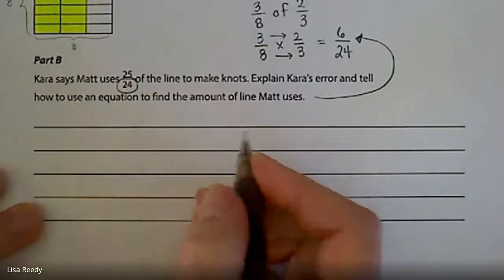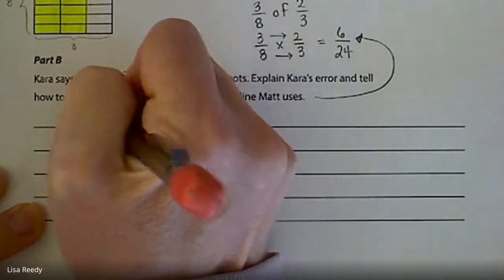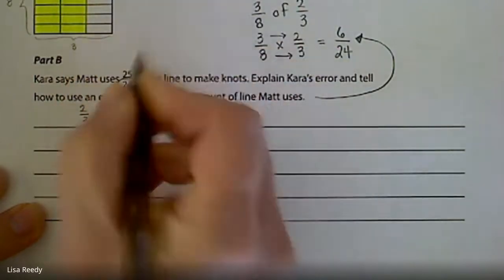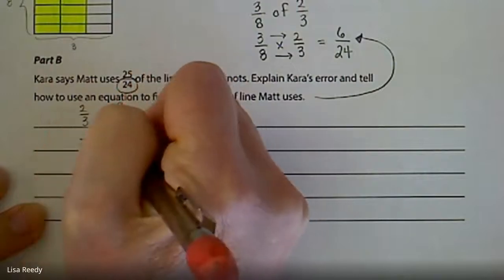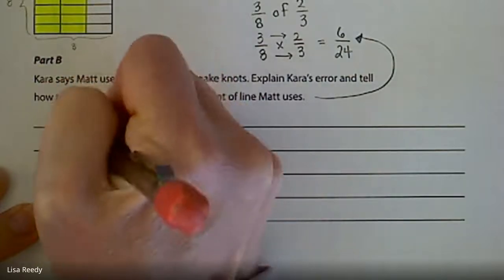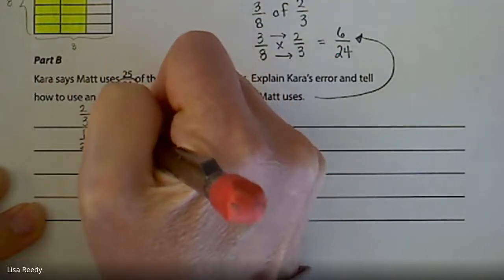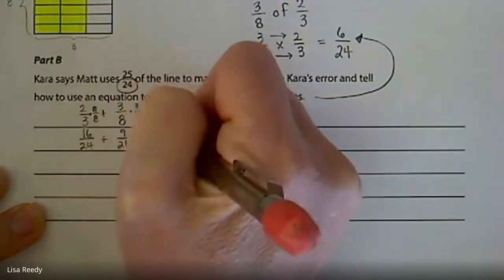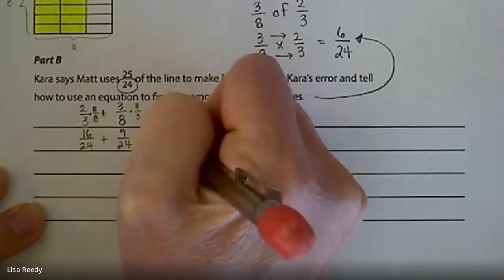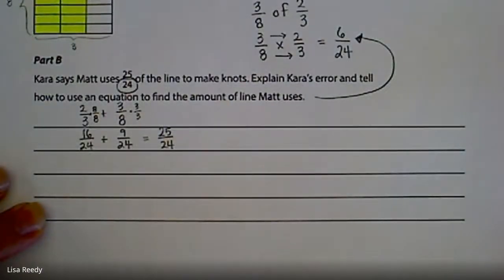So let's check to see if that's what she did. I'm going to write it right here. 2/3 plus 3/8. We know that that is a common denominator of 24. 3 times 8 over 8 gives you 24. So we've got 16. 8 times 3 over 3 will give you 24. So that's 9/24. When I add them together, you get 25/24. So Kara's error was that she used addition instead of multiplication. So that was her error. She found a common denominator and added.